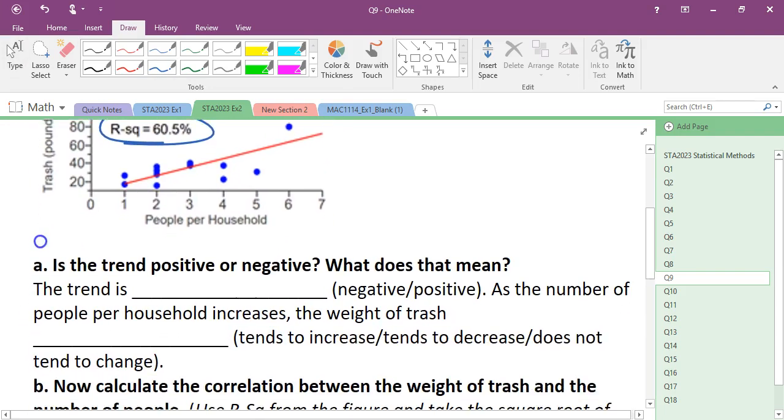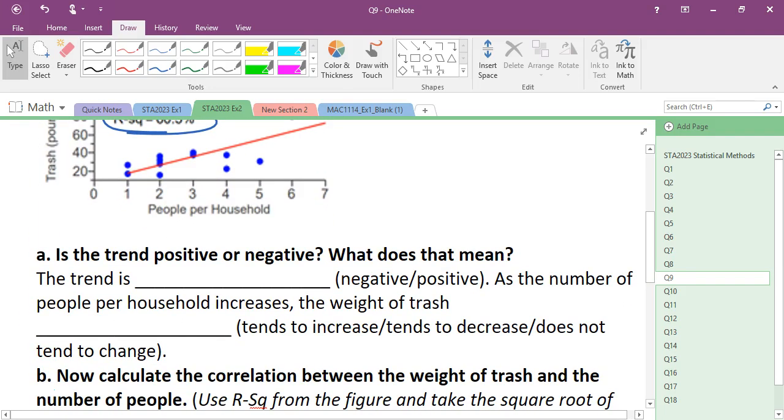So first things first, is the trend positive or negative? And what does that mean? So that's right. It is positive because the number of people per household increases, so the weight of trash tends to increase, like what you said. Everybody's got to increase. Okay?